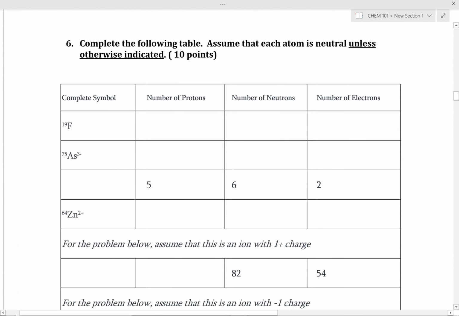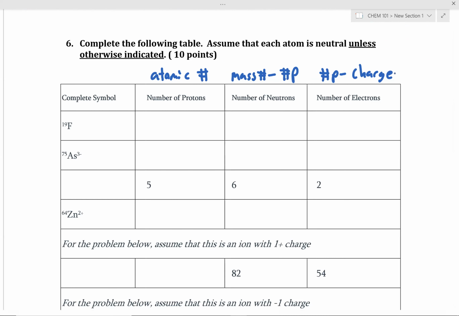So next we're asked to complete a table using isotope notation. I'm just going to fill in a cheat sheet above the table. The number of protons is equal to our atomic number, which we can get from the periodic table. The number of neutrons is equal to our mass number minus the number of protons. And our number of electrons is equal to our number of protons minus the charge. These are just formulas that we've discussed previously in the note set on isotope notation.